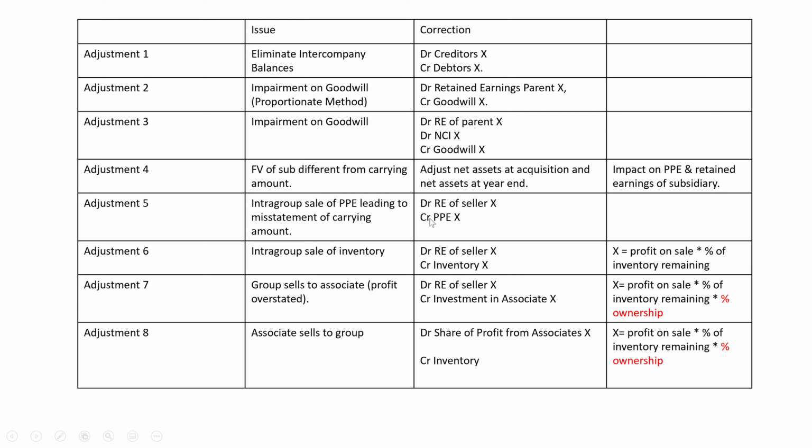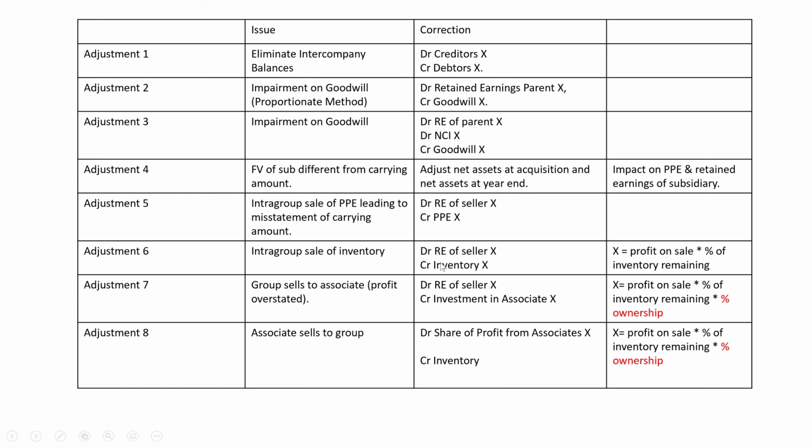Now for intercompany sales, we always debit retained earnings of the seller. So for even inventory, we're debiting retained earnings of the seller always. And we're crediting the account that's the type of item that's being sold. So if it's PPE, you credit PPE. If it's inventory, you credit inventory.